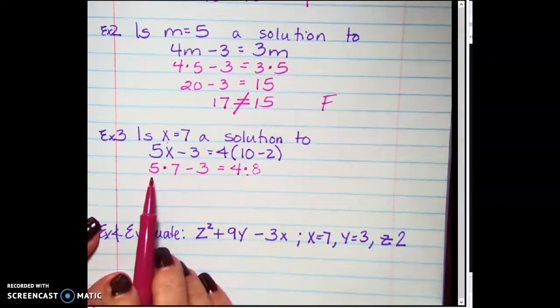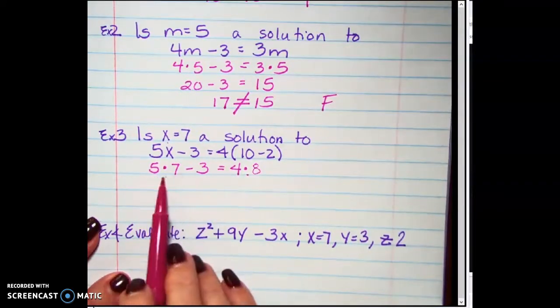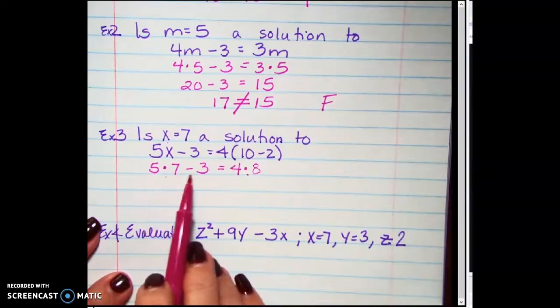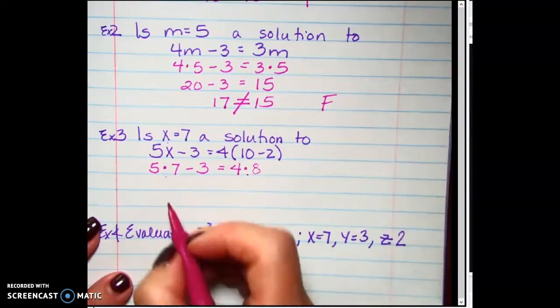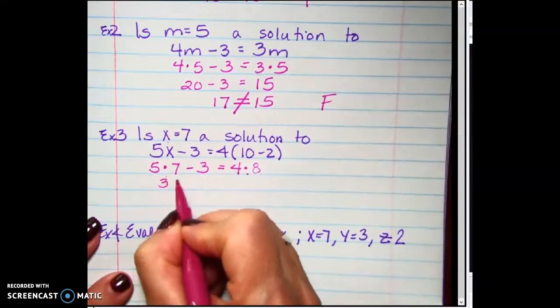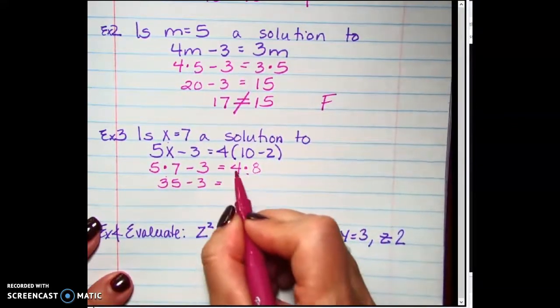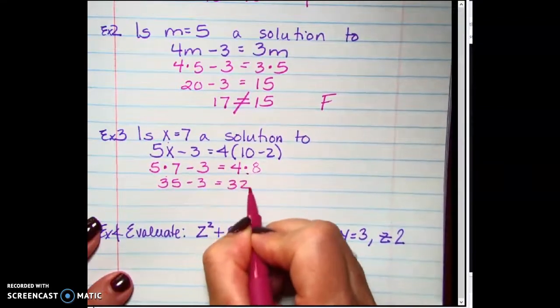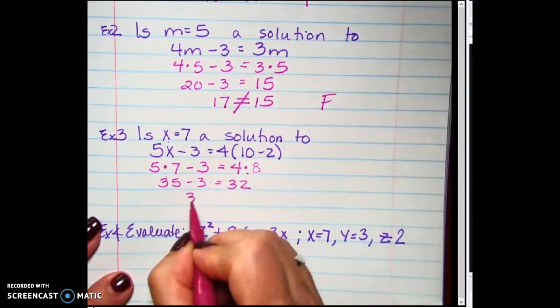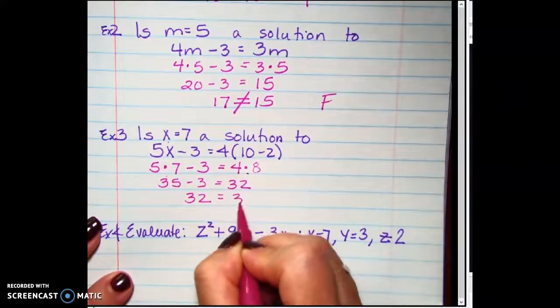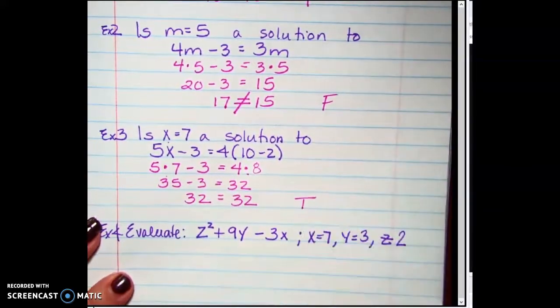So I start on this side of the equal sign, and we start with multiplication because there's no parentheses nor exponents. So I have 35 minus 3, and on this side of the equal sign, 4 times 8 is 32. 35 minus 3 is 32. 32 equals 32, and that is true.